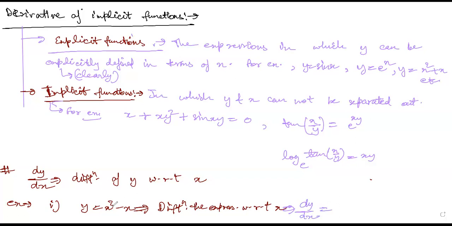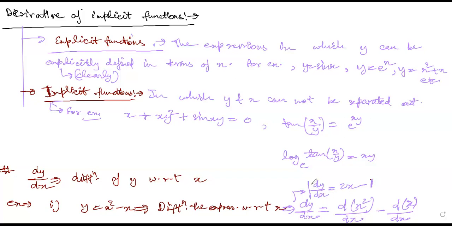If I go to the right hand side, the first term is x square. I know the differentiation of x square with respect to x is 2x, right? Minus, then the differentiation of x with respect to x will be 1. If I want to write the intermediate steps as well: differentiation of x square with respect to x minus differentiation of x with respect to x, right? Which will turn out to dy by dx is equals to 2x minus 1.